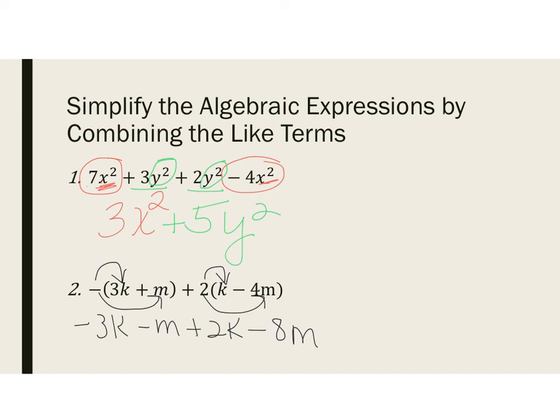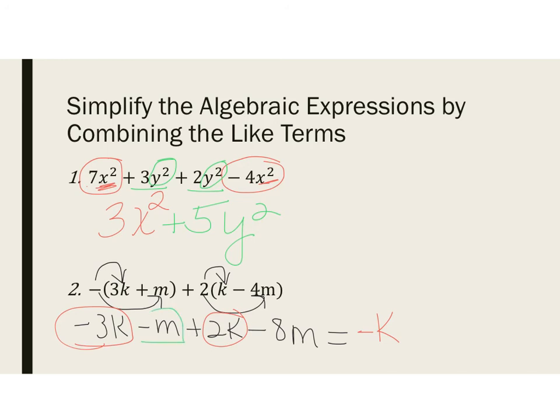So first of all, this term has a k. This term has a k. So they are like terms, so I can combine them together. What makes them the same, the k's, stays the same. And I do the math with the numbers in front. So -3 plus 2 is -1. Or I can just write -k.